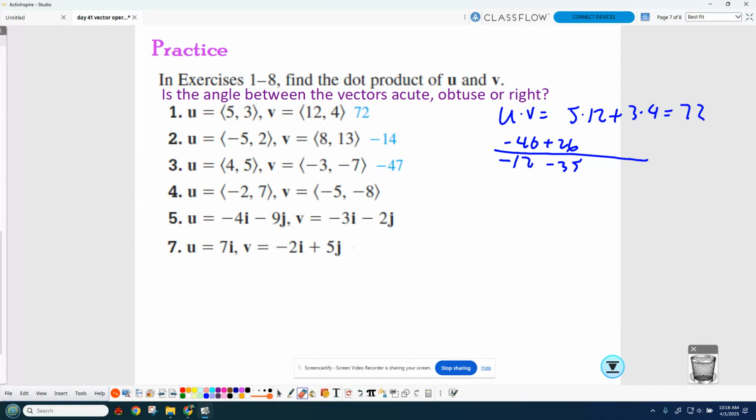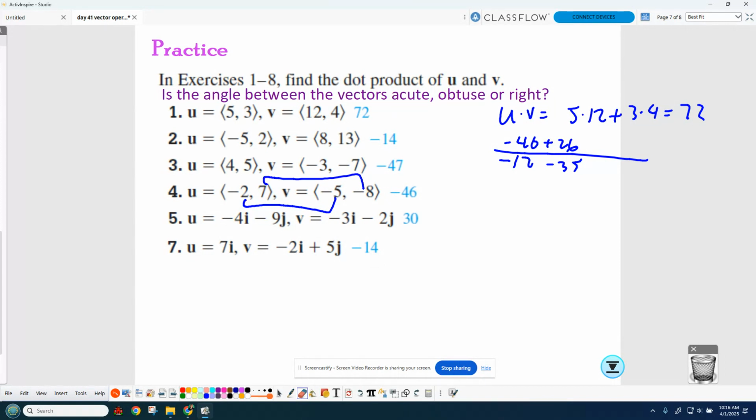Leo, how about number 4? We got that it would be acute. I get positive 10, but negative 56. So it's a negative dot product, so it's gonna be obtuse. Did you do this one? Okay, that one's 30, and that one is gonna be acute. And the last one is obtuse.